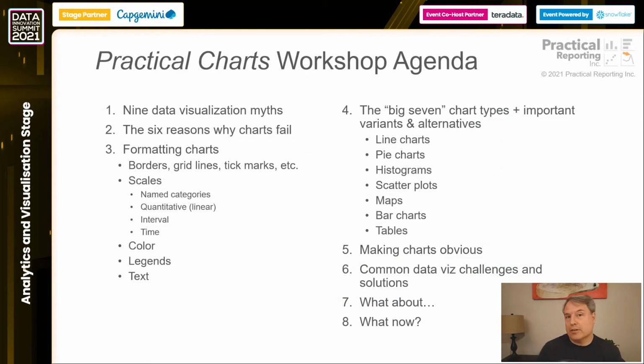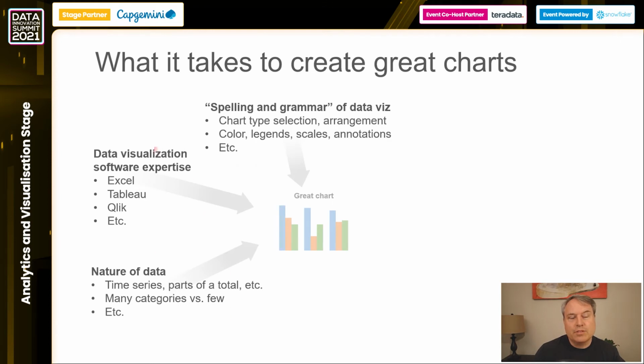And there are many other topics and elements within what I call this spelling and grammar of data visualization. And unfortunately, the software and the nature of the data are not going to tell you most of these things, right? The software is not going to tell you, oh, you should be using a sequential color palette in this situation, or you should be using a line chart instead of a bar chart. You have to learn these as a whole other separate set of skills. And it does take some time, right? That course that I mentioned, my Practical Charts course, it's 14 hours long.